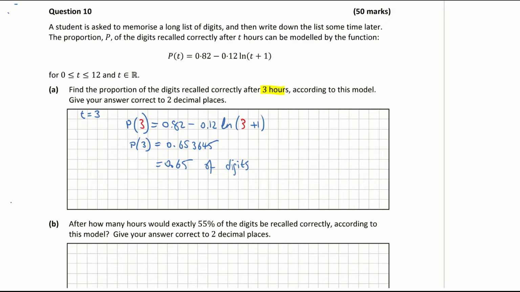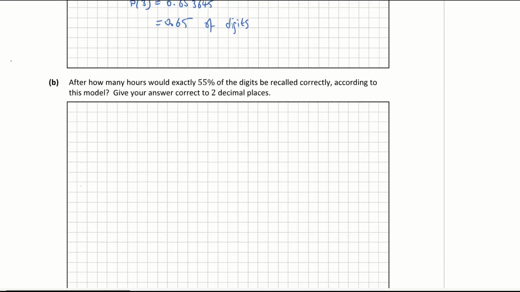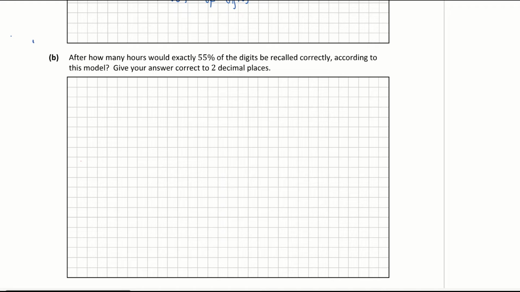to 2 decimals. Moving down now to part B, after how many hours would exactly 55% of digits be recalled correctly according to this model? Give your answer again to 2 decimals. So I'm taking my function from the top of the page, 0.82 minus 0.12 times the natural log of t plus 1. Now this gives me the proportion of digits recalled. Now the proportion of digits being recalled here is 55%.